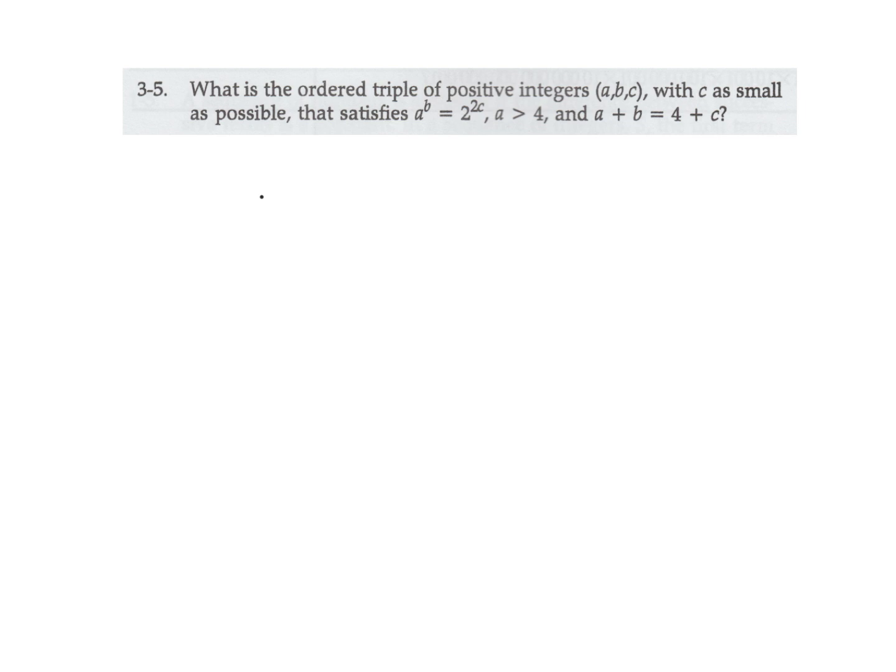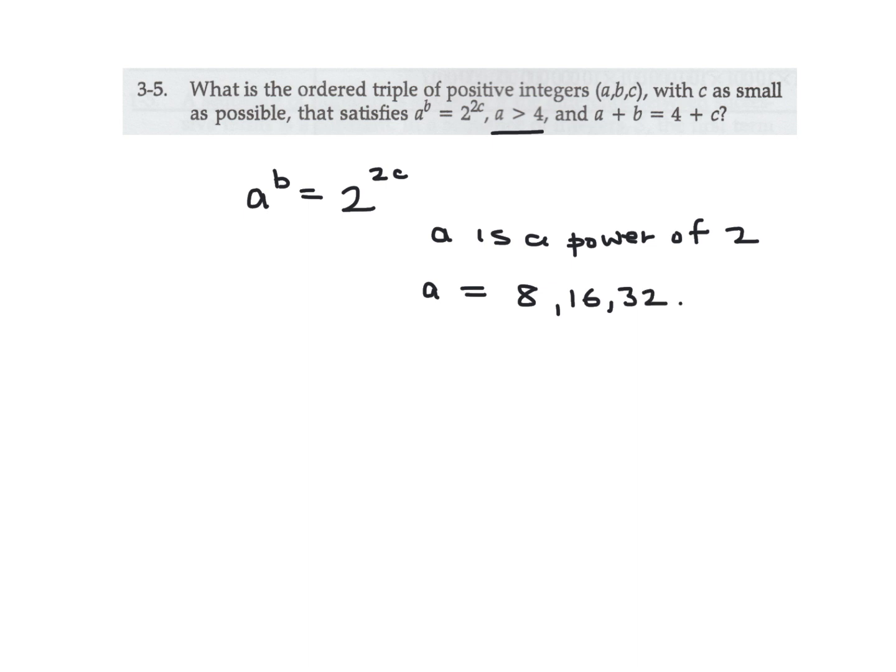Okay, well, A to the power of B is equal to, according to their question, 2 to the power of 2C. So A obviously is some power of 2. Okay? So they're saying A is greater than 4. So what are the powers of 2 greater than 4? Well, 4, but that's not greater than 4. We have to use either 8 or 16 or 32 and so on, right? So let's try A equals 8 and see if it works. If it doesn't, we'll move on to A equals 16 and so on.